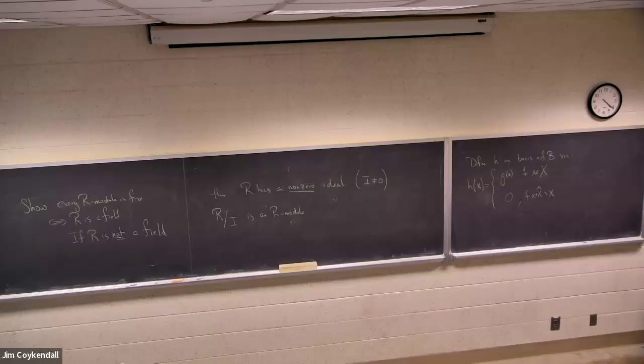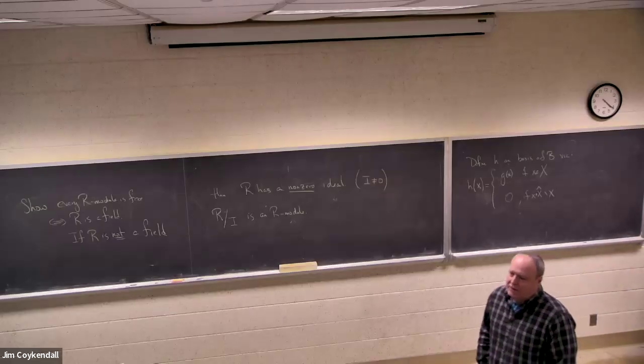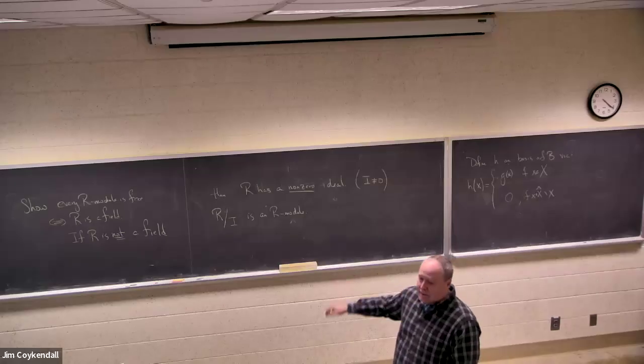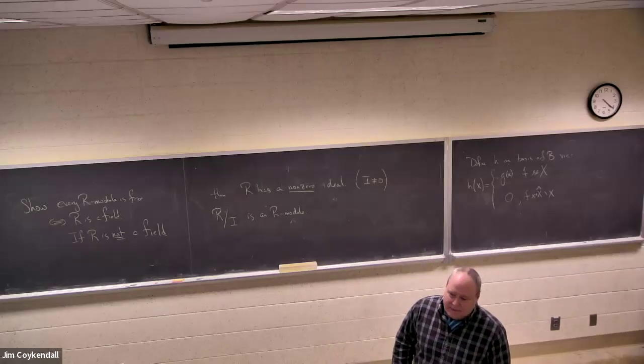I'll give you a little kick down the road. If this were a free module, we would have to have a basis, right? And what's a basis? It's a linearly independent subset that spans, right? There is no one element set in here that's linearly independent. Every element of this R mod I is linearly dependent.